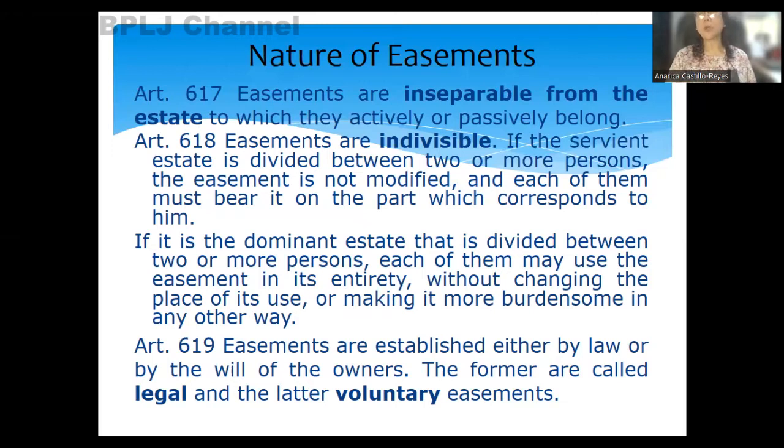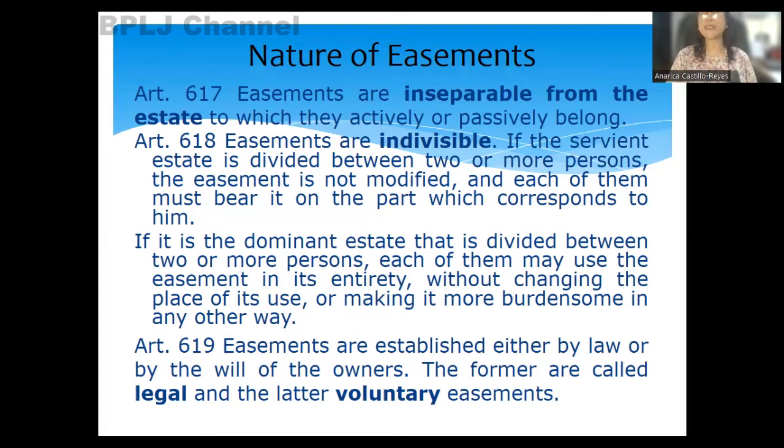It is also the same if it is the dominant estate that is divided. Each of the owners of the dominant estate will have the right to use the easement. Article 619 speaks of another kind of easement. Easements may be legal or they may be voluntary. Easements are established either by law or by the will of the owners. If it is established by law, they are considered legal easements.